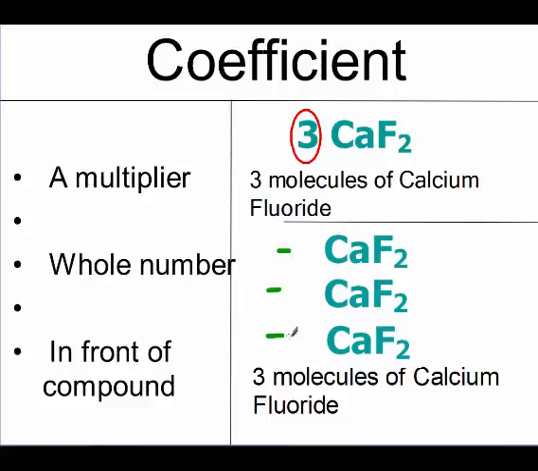Without having to write it out each time to visualize it, you can say 3 times 1 is 3 calcium, and 3 times 2 is 6 fluorine. Notice 3 calcium, 6 fluorine.